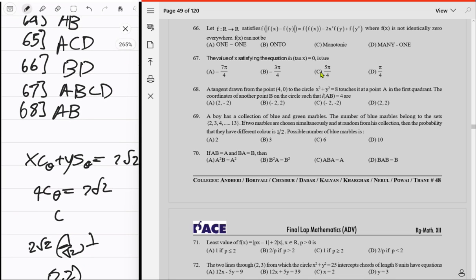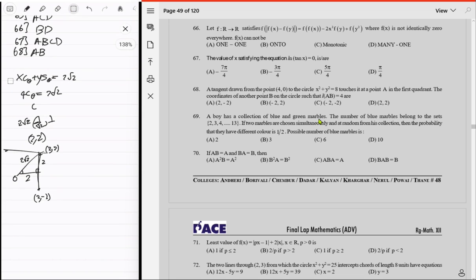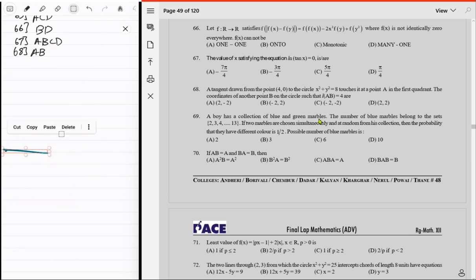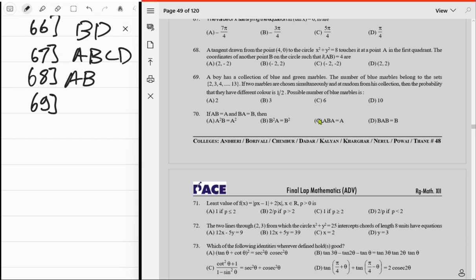All of these lie on this circle, centered at the origin. Okay, next question. 69. A boy has a collection of blue and green marbles. The number of blue marbles belongs to the set {1, 2, 3, ...}. If two marbles are chosen simultaneously at random from his collection, the probability that they have different colors is 1 upon 2. What is the possible number of blue marbles?